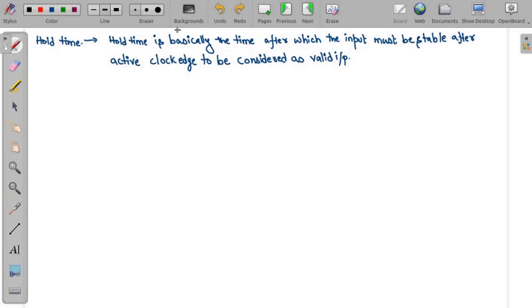Previously, in the setup time, the input has to be stable before the application of active clock edge. Here in the hold time condition, my input should be stable after the active clock edge. So if I want to take an example, again if we consider a D flip flop, so this is a D flip flop, this is D in, this is our output, and again this is positive edge triggered, so this is my clock.